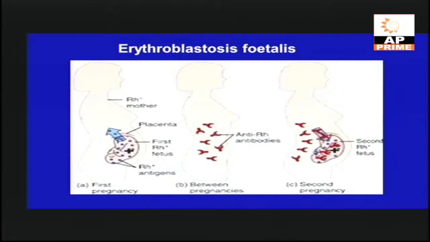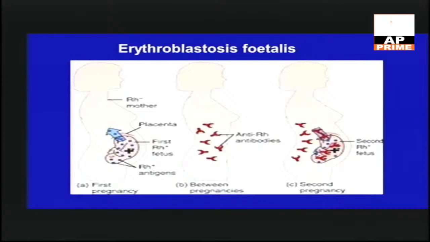So here, because of the mismatching of the Rh antigens of the mother and fetus, during the pregnancy the fetal blood will come into the maternal circulation, and the Rh antigens are exposed to the mother's blood circulation. As a result, the immune system of the mother produces anti-Rh antibodies. So here in the first delivery, the sensitization of the mother occurs against the Rh antigens, and it doesn't cause any harm to the first baby.